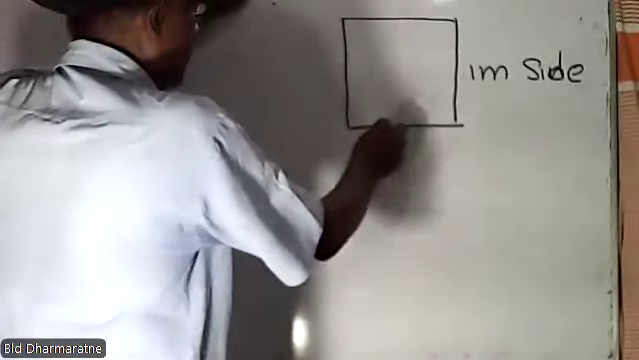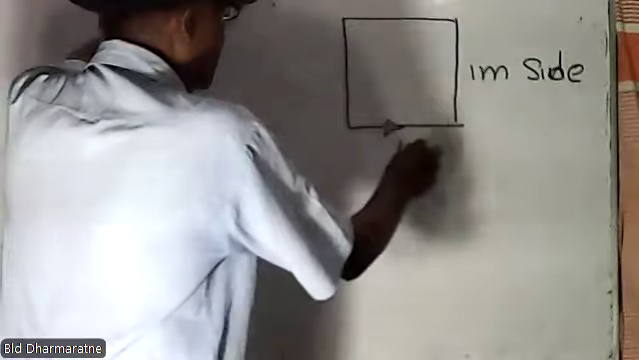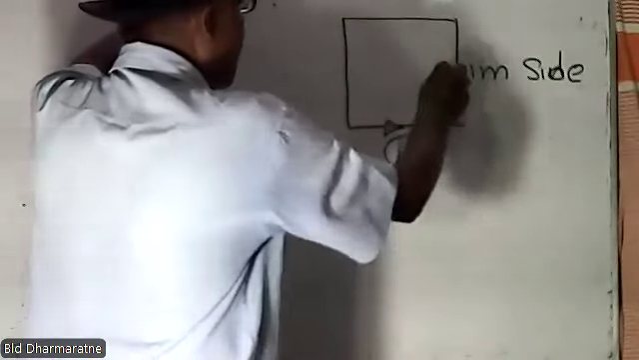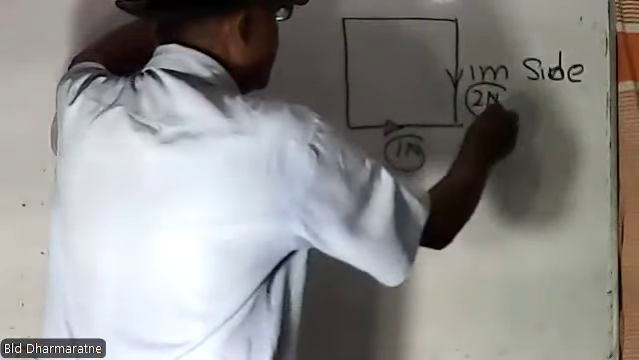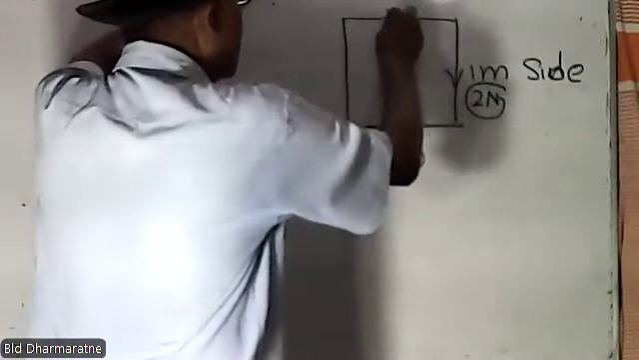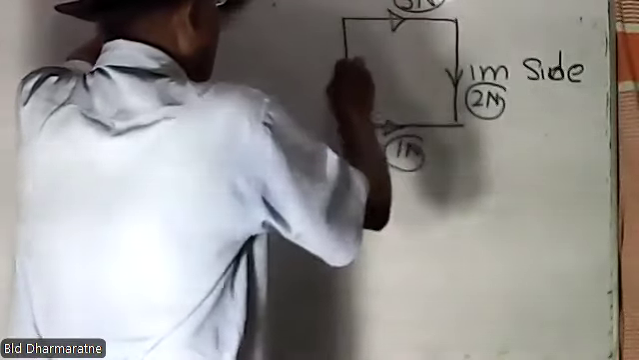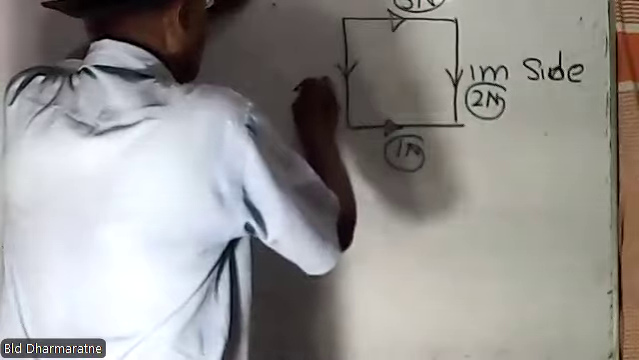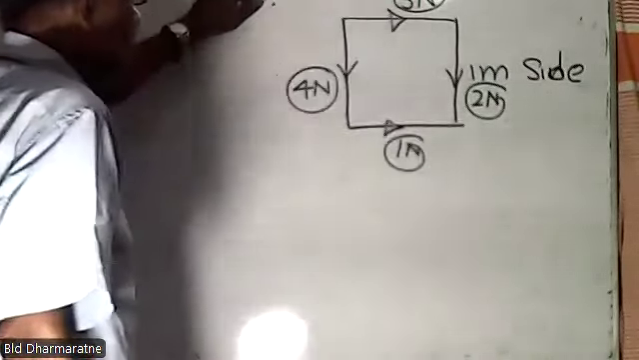What are the forces? 1 Newton here, in this direction. Here 2 Newton, in this direction. Here 3 Newton, in this direction. Here 4 Newton, in this direction. Right?